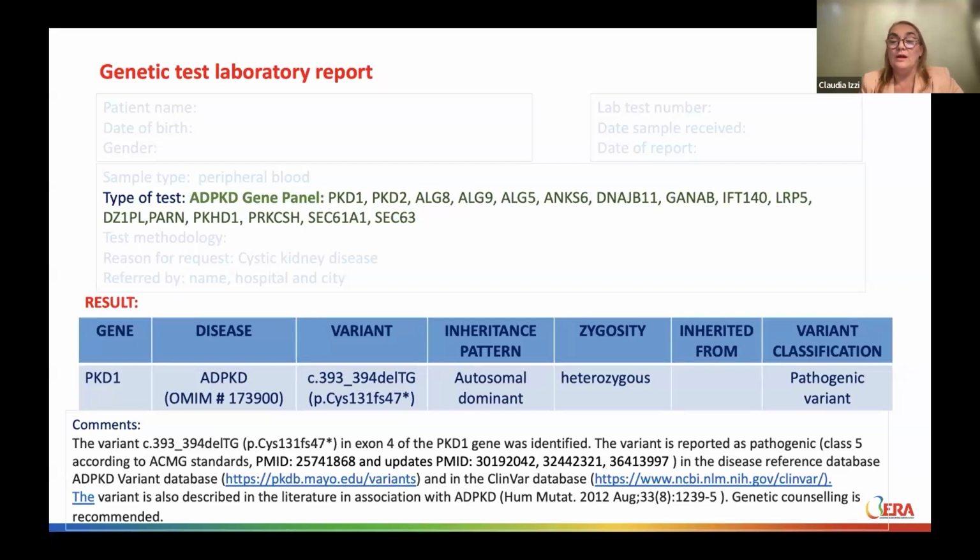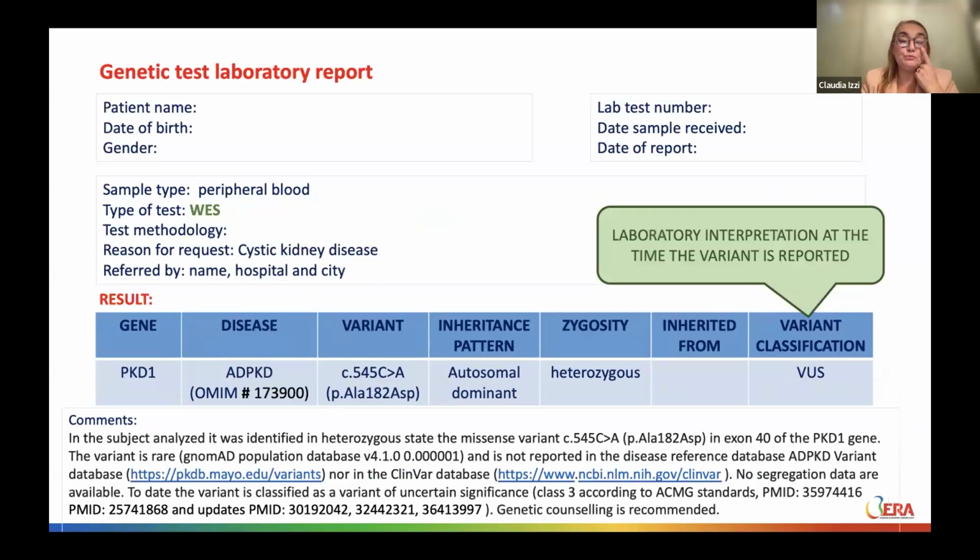This is important for classification of the variant, and it is also present in ClinVar and is also described as associated with the disease in this paper in Human Mutation. And then usually you will find that genetic counseling is recommended to explain to the patients the result of the analysis and the interpretation of it.